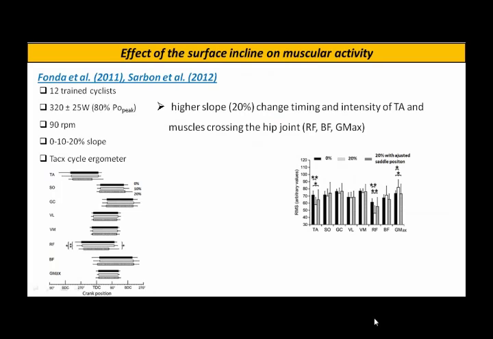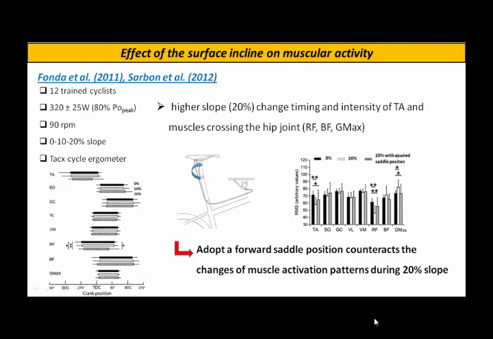A recent study has also shown that EMG activity is modified during uphill, but only for higher slopes equal to 20%. And they also showed recently that the change of EMG activity can be counteracted if cyclists adopt a more forward position of the saddle during very steep uphill. And that's why mountain bikers in competition, who must overcome very steep slopes, adopt this forward position.